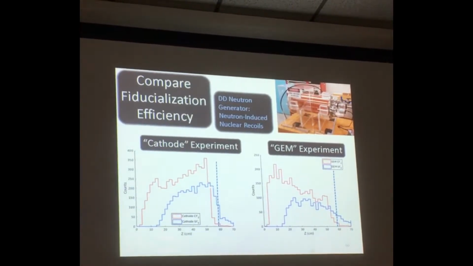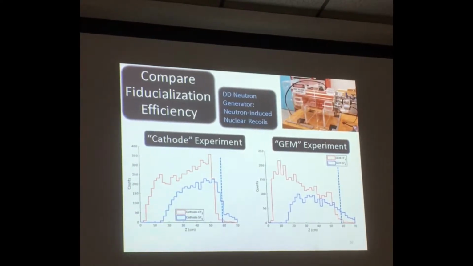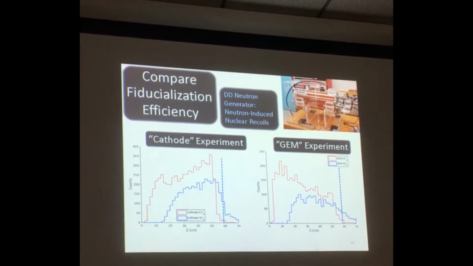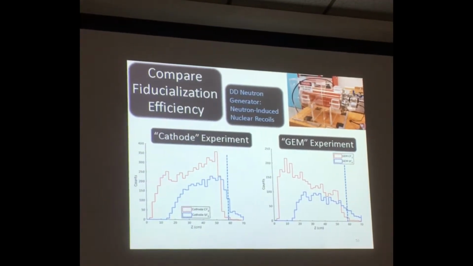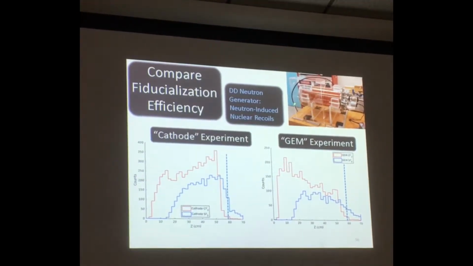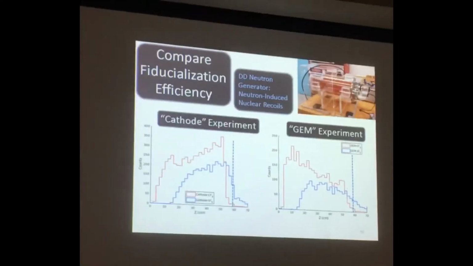And you see that the red has many more events than the blue. And then, based on the shape of these curves, that's also interesting. That shows that there's more nuclear recoil events closer to the DD generator.